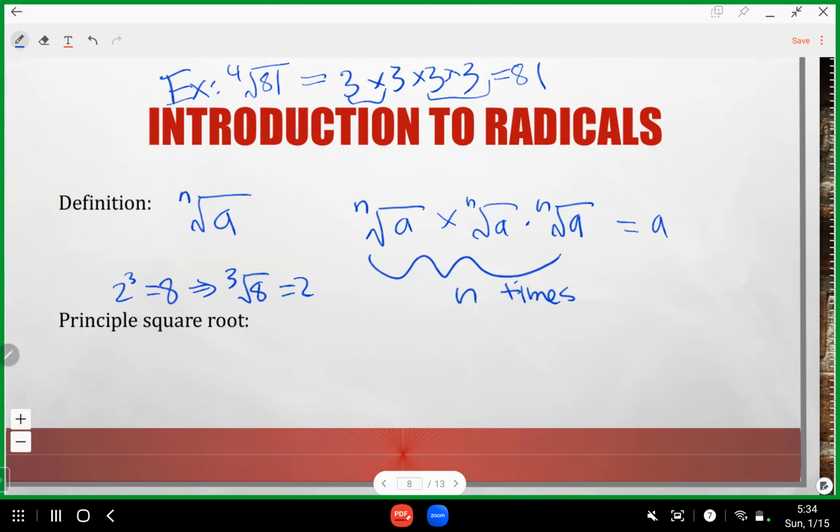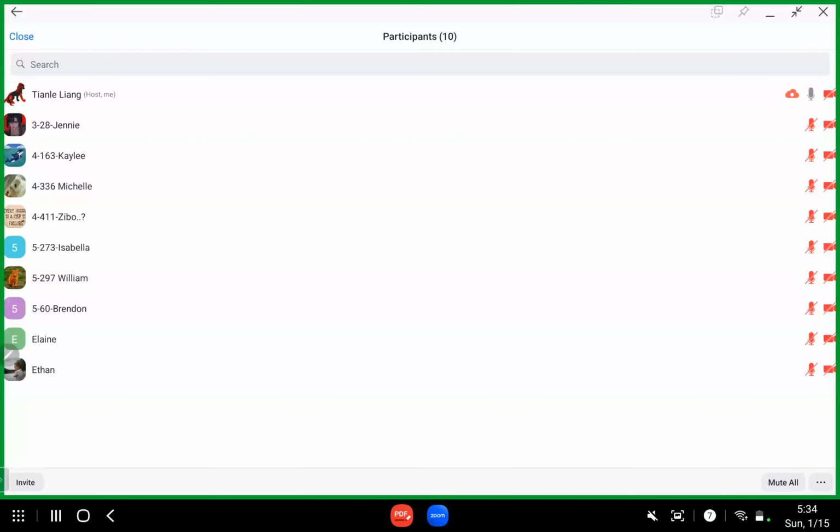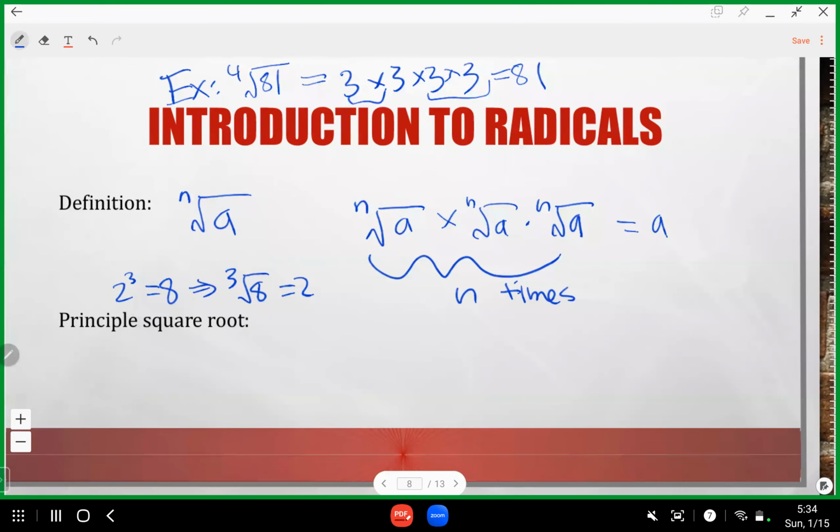Now about the principal square root. William, I want you to help me on this one. So this is 4, right? What is the square root of 4? 2. But would -2 also work? Oh yeah, -2 or 2.